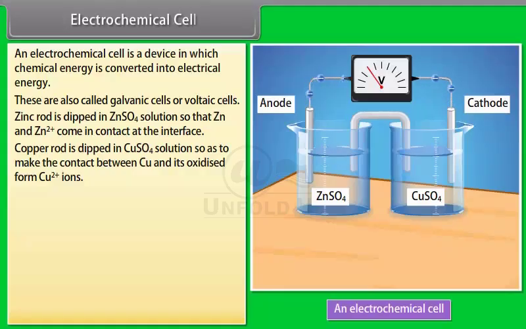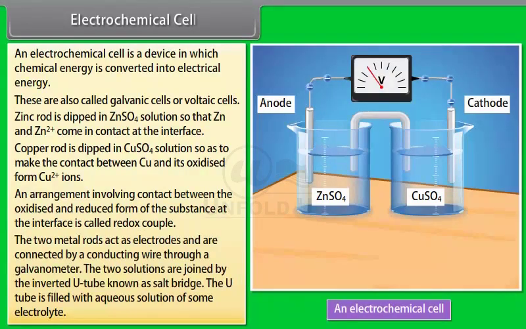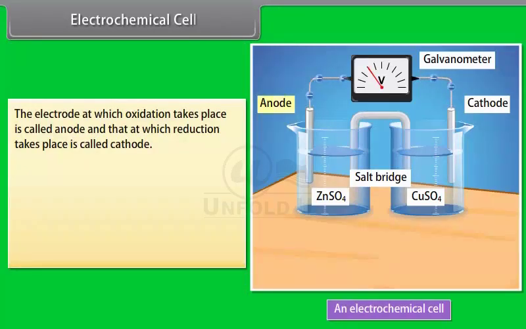ions. An arrangement involving contact between the oxidized and reduced form of the substance at the interface is called a redox couple. The two metal rods act as electrodes and are connected by a conducting wire through a galvanometer. The two solutions are joined by an inverted U-tube known as a salt bridge. The U-tube is filled with an aqueous solution of some electrolyte. The electrode at which oxidation takes place is called the anode, and that at which reduction takes place is called the cathode.